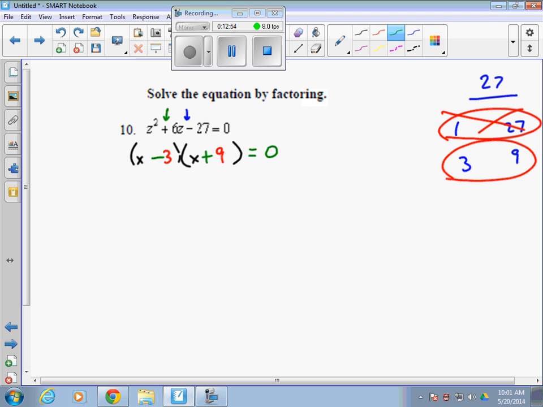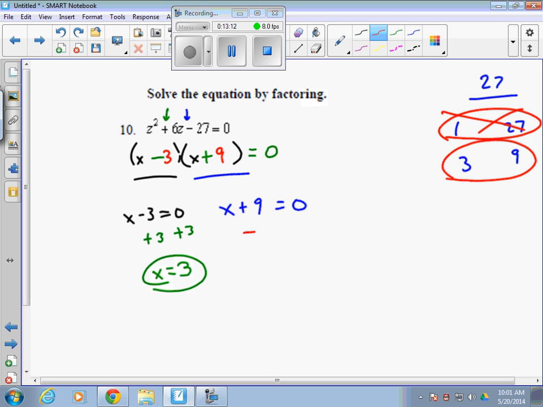Now it acts just like number 9. So you have x, this first equation, x minus 3 equals 0. And the next equation, x plus 9 equals 0. So undo that by adding 3 to both sides. X equals 3. And undo this one by subtracting 9 on both sides. X equals negative 9. Two answers, 3 and negative 9.